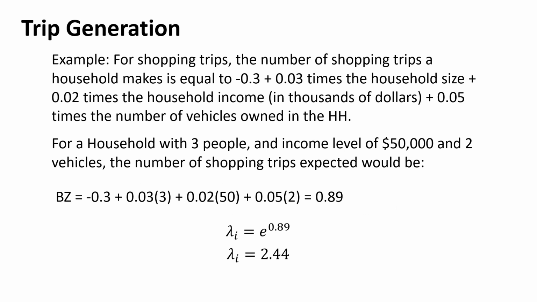So here's an example. We're going to go back to the number of shopping trips a household makes. We have crunched the data and analyzed it, and this is the function that describes how many trips a household will make for shopping trips. So it's negative 0.3 plus 0.03 times the household size, the number of people in that household, plus 0.02 times the household income in thousands of dollars. Income is often related to a shopping trip. And then plus 0.05 times the number of vehicles owned in the household.